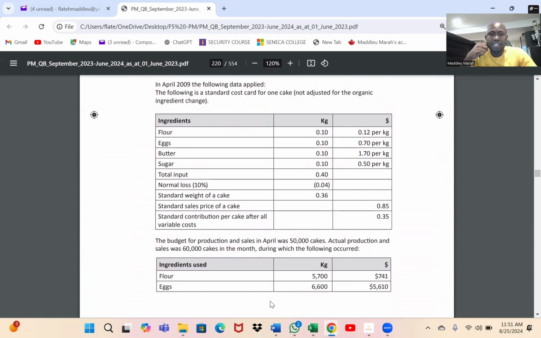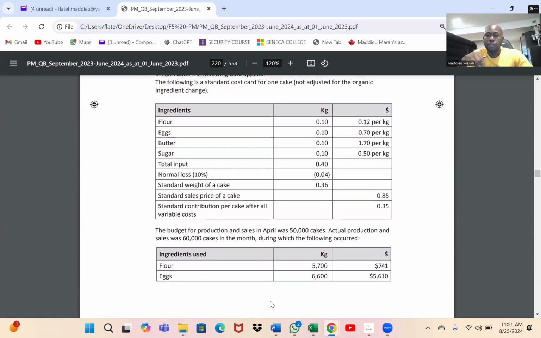In April 2009, the following data applied. The following is a standard cost card for 1 cake. To produce 1 cake, this is a standard cost card, not adjusted for the organic ingredients change. So when you have flour, egg, butter, sugar, total input is this one, normal loss 10%, standard weight of cake, 0.36. Okay, now this is the information we have.